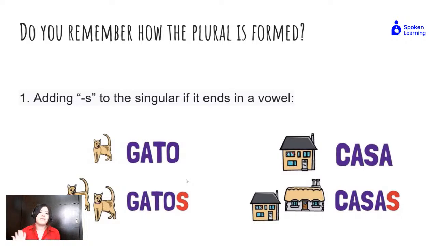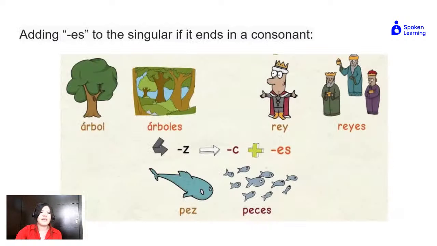So, do you remember how the plural is formed in Spanish? El plural en español se forma añadiendo una S a las palabras que terminan en una vocal, como tenemos aquí en el ejemplo. Gato, gatos, casa, casas. Y también se forma el plural con la terminación ES a las palabras que terminan en consonante. We add ES to make the plural words that ends in consonant. Y tenemos los ejemplos. Árbol, árboles. Rey, reyes, pez, peces.